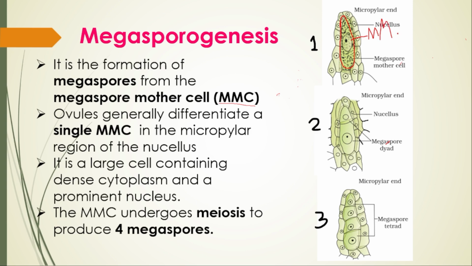MMC, megaspore mother cell, which will undergo what? Meiosis. It is undergoing meiosis to give 4 megaspores. There will be 4 megaspores: 1, 2, 3 and then 4.